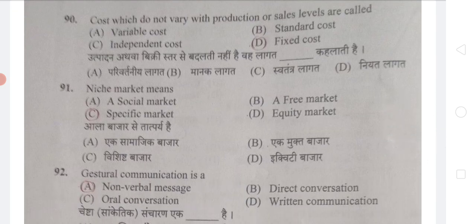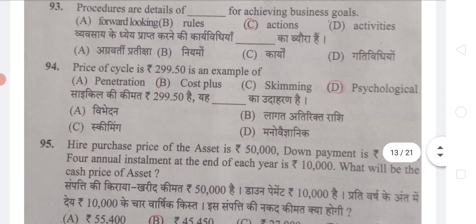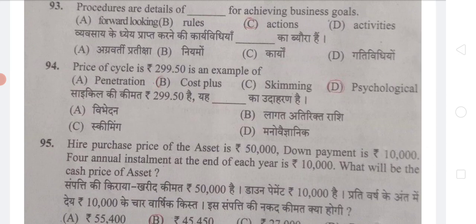Costs which do not vary with production and sales level are called D. Fixed cost. 91. Niche market means C. Specific market. Gestural communication is a non-verbal message. Procedures are details of dash for achieving business goals. C. Actions.